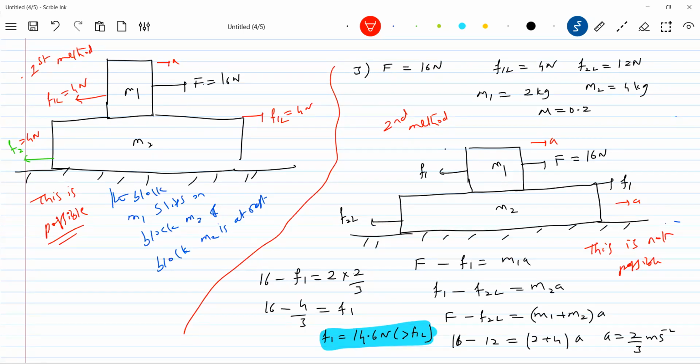Because see, who can shift the block M2? The frictional force F1 only. But what is the maximum permitted value of F1? 4 Newton. So therefore, the block M2 can never shift here for any value of F. Like this, you try one more value, 32 Newton, you'll get the same situation.